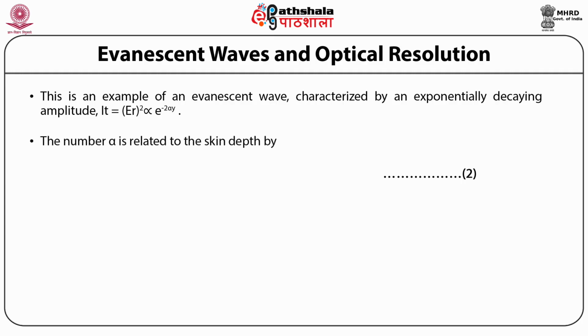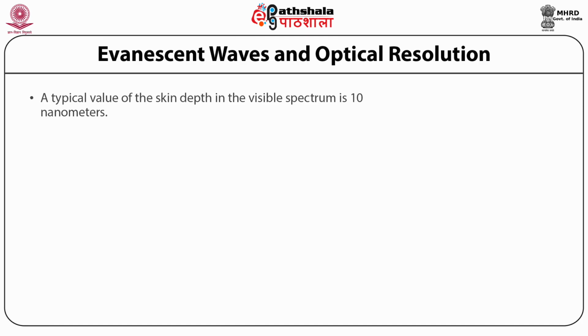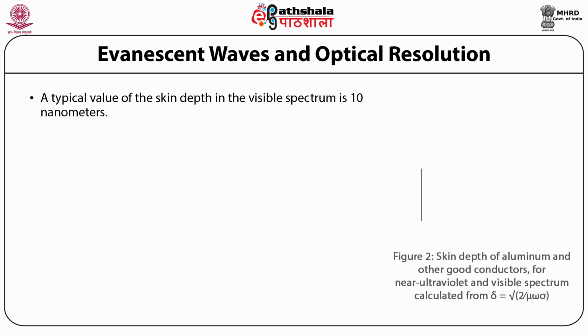The number alpha is related to the skin depth by δ equals 1 divided by α. This equals λ divided by 2π times the square root of sin²θ by n² minus 1. A typical value of the skin depth in the visible spectrum is 10 nanometers, which can be seen in figure 2 as shown.